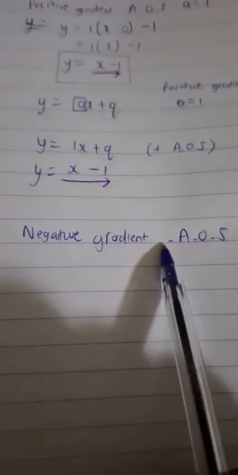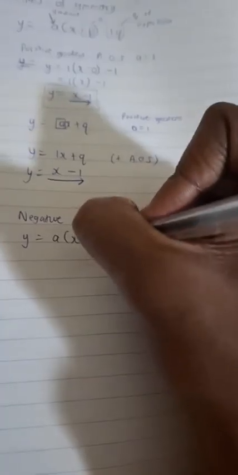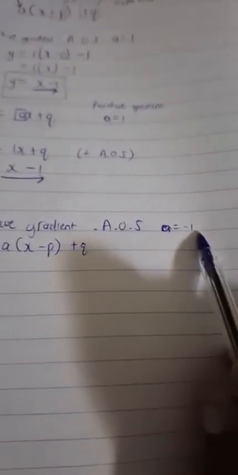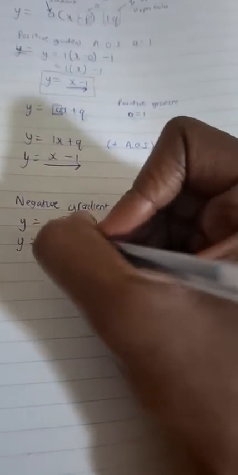Okay, so negative gradient axis of symmetry. Let's use the template, because the template here is still relevant. Negative gradient of axis of symmetry. Remember that the gradient here is going to be -1. So let's rewrite then -1 into x.